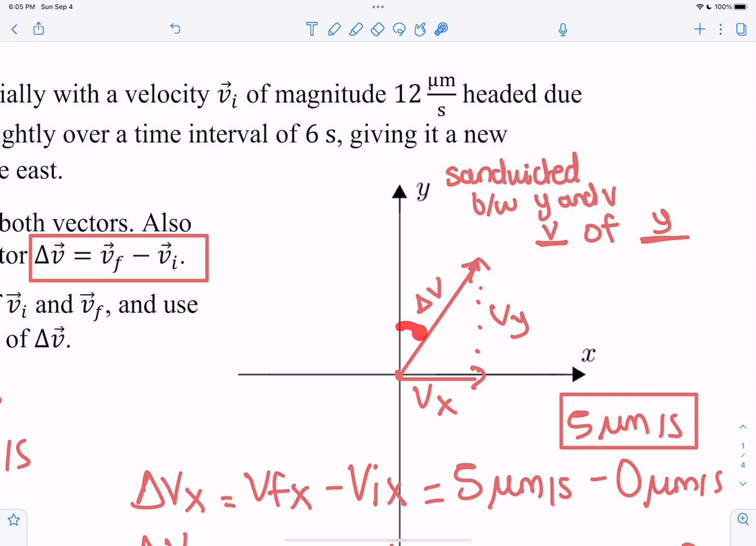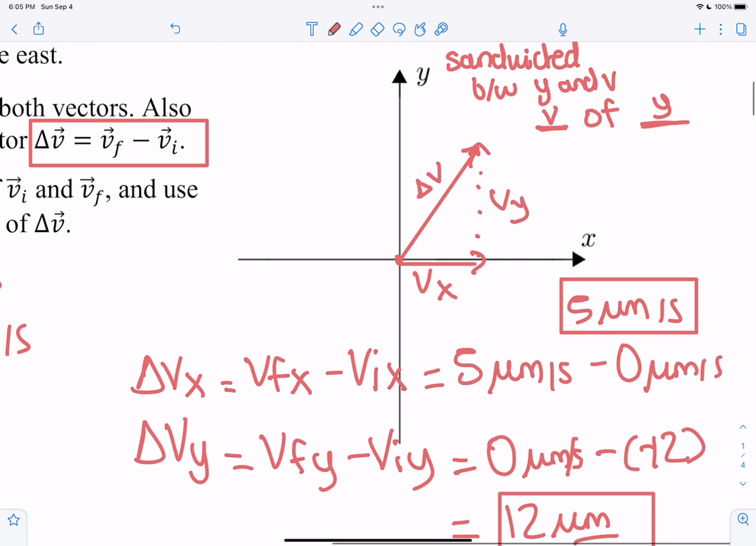If the angle is sandwiched in between the y-axis and the vector, then I start off with the vector's direction, so it's east of the direction of the y-axis. If the y-axis is north, then I just say east of north, if the angle that I'm looking at is sandwiched between the y-axis and the vector.